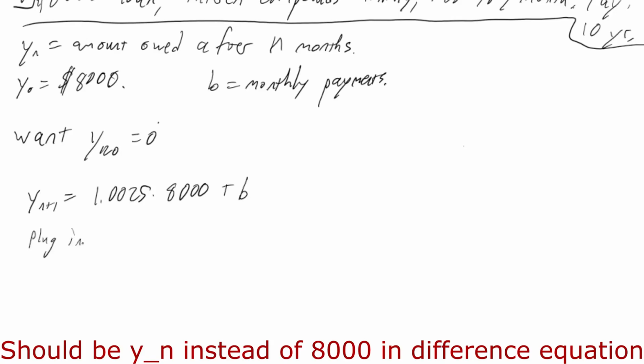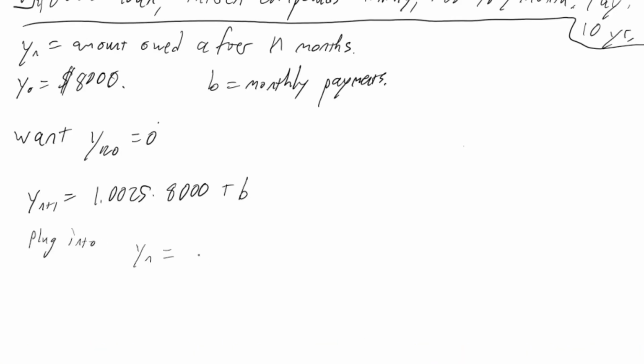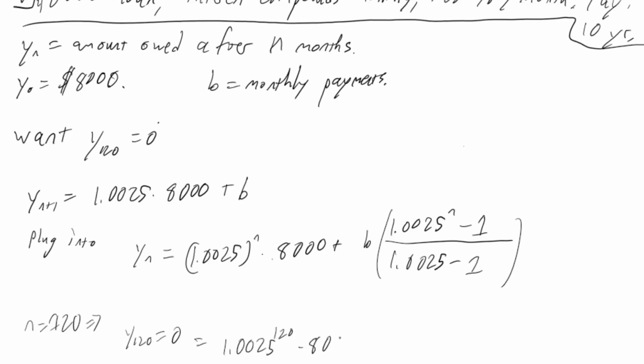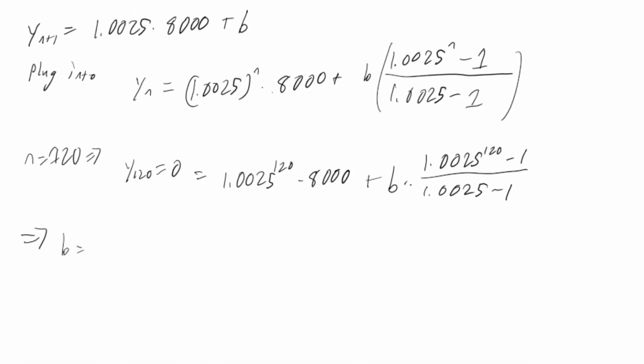So if we plug this into our general equation for y sub n, we get that it's equal to our interest raised to the n times our principal, 8,000, plus b times this geometric factor. And now if we plug in n equals 120, we have y sub 120 is equal to 0, because that's the amount that we'll owe after 120 months. And plugging it into the right side of the equation, we get some expression with the only unknown being b. And we're trying to find which monthly payment allows y sub 120 to be equal to 0. So if we just solve for b, we'll get that our monthly payment is around $77.